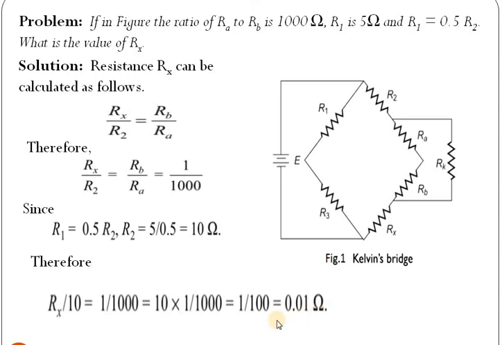Now finally we got Rx equal to, moving the 10 to the other side, 0.01 ohm into 10, which gives 0.1 ohm. So this is the answer for the Kelvin's double bridge problem. Okay, we have to stop here in this video.